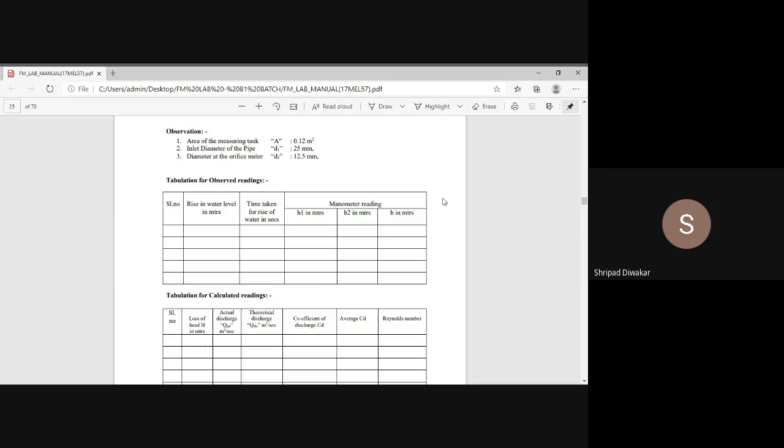We are having the standard measuring tank of 0.12 meter square for whatever experiment you are conducting, your orifice meter, venturi meter, turbine, whatever it is. Remember, for all experiments this is a standard value, represented by capital A. And small a is different.